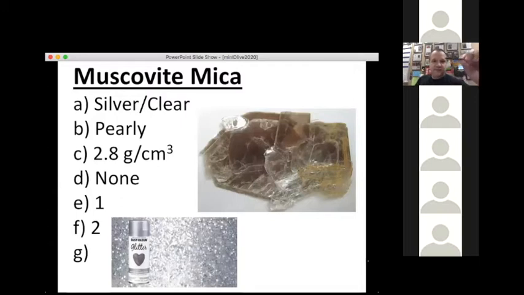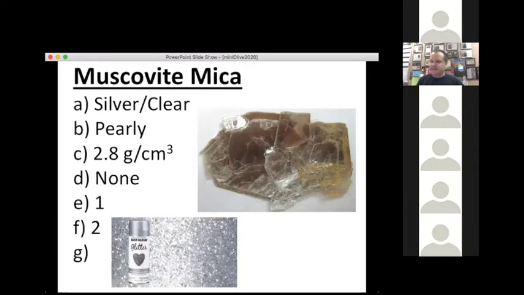The second mineral I gave you was muscovite mica. It's a really cool one that is thin and shiny and peels off into layers. Look at this. I can peel off a whole layer of it. You can see right through that. Very cool. Okay, muscovite mica.